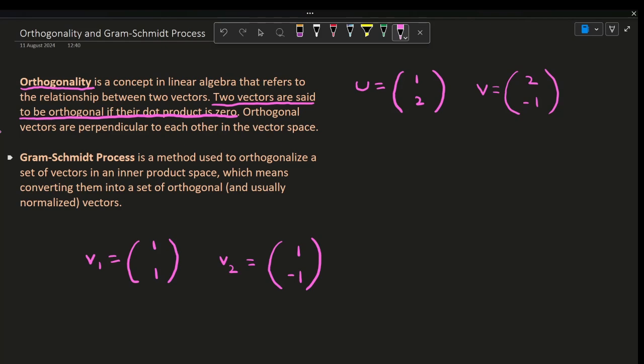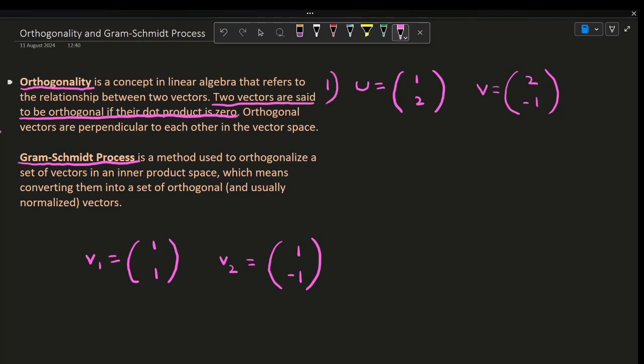And what the Gram-Schmidt process is, don't worry, it's not anything complicated. It's just the method which you use to make two vectors orthogonal. So that's how easy it is. Now let's look at how we can solve problems based on these two topics.